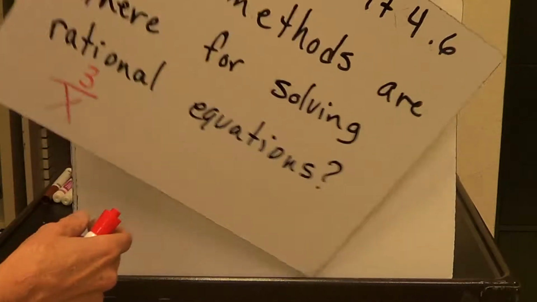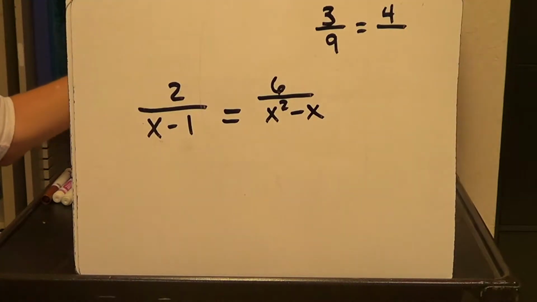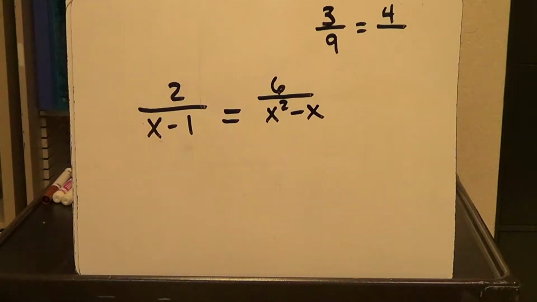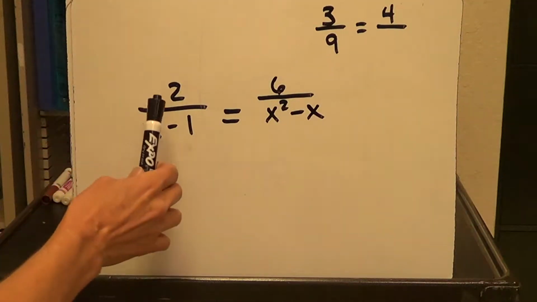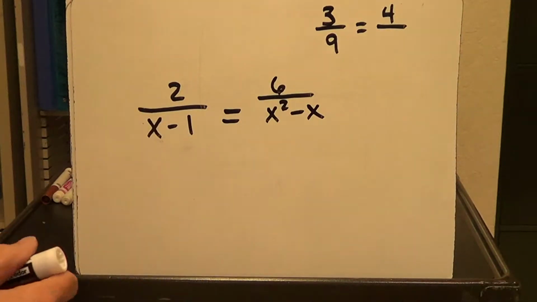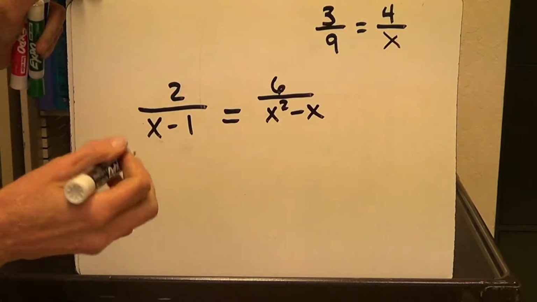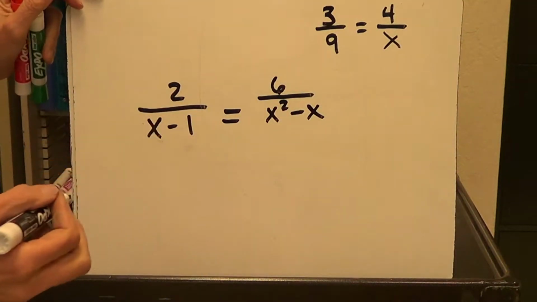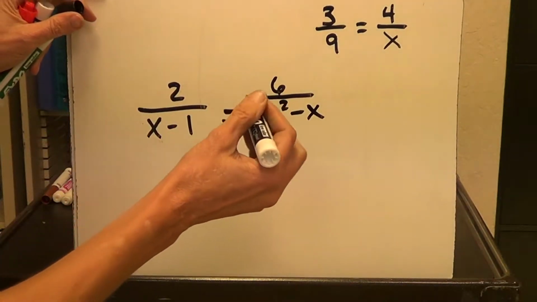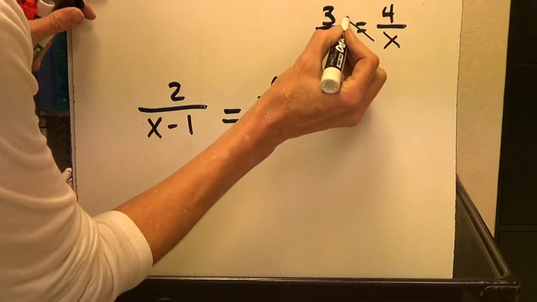Okay. First off, if you have a rational equation that has just a fraction on each side, think back to Algebra 1 when you solve for this. You probably are saying we would cross multiply. I want you to understand what you're actually doing when you cross multiply.